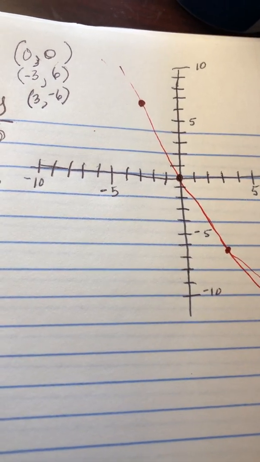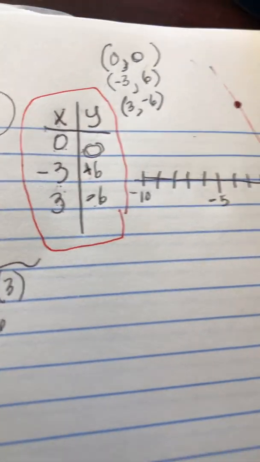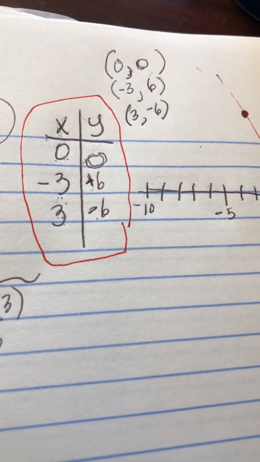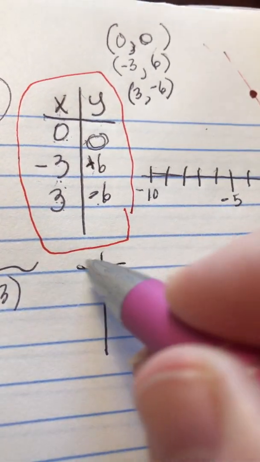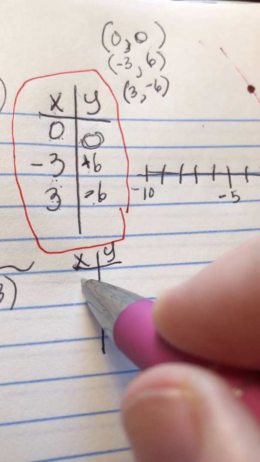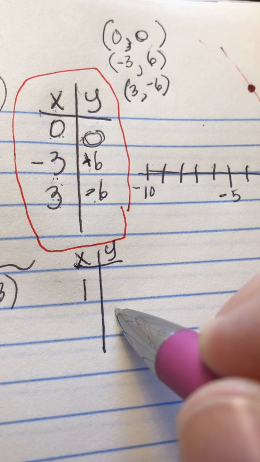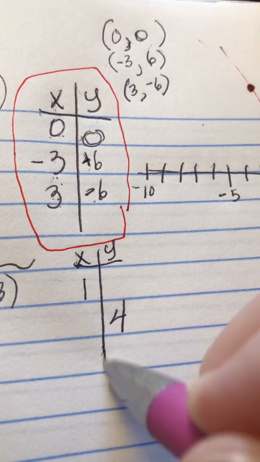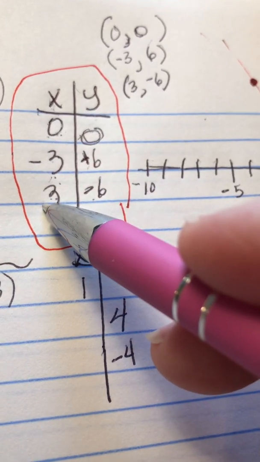Okay. Now, they gave us this chart, and I told you a minute ago that they didn't have to give us that chart. We could have made our own chart. We could have said, what if x is 1? What if y is 4? What if y is negative 4? See, it didn't have to be just x's that we put in this chart. It could be y's.